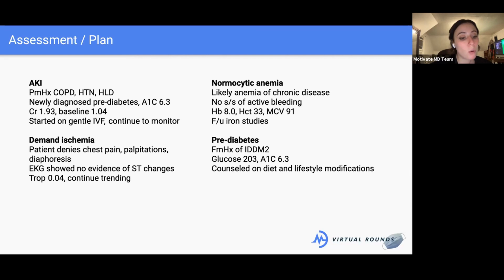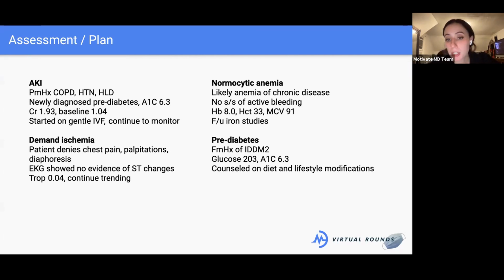His troponin was 0.04, which goes along with demand ischemia, right? We said if it was an MI, like a STEMI, it would jump up. He'd probably be at much higher than 0.04. So we're going to continue to trend the troponin. We want to make sure it doesn't go up any higher. We want it to stay the same and then come back down to less than 0.03.